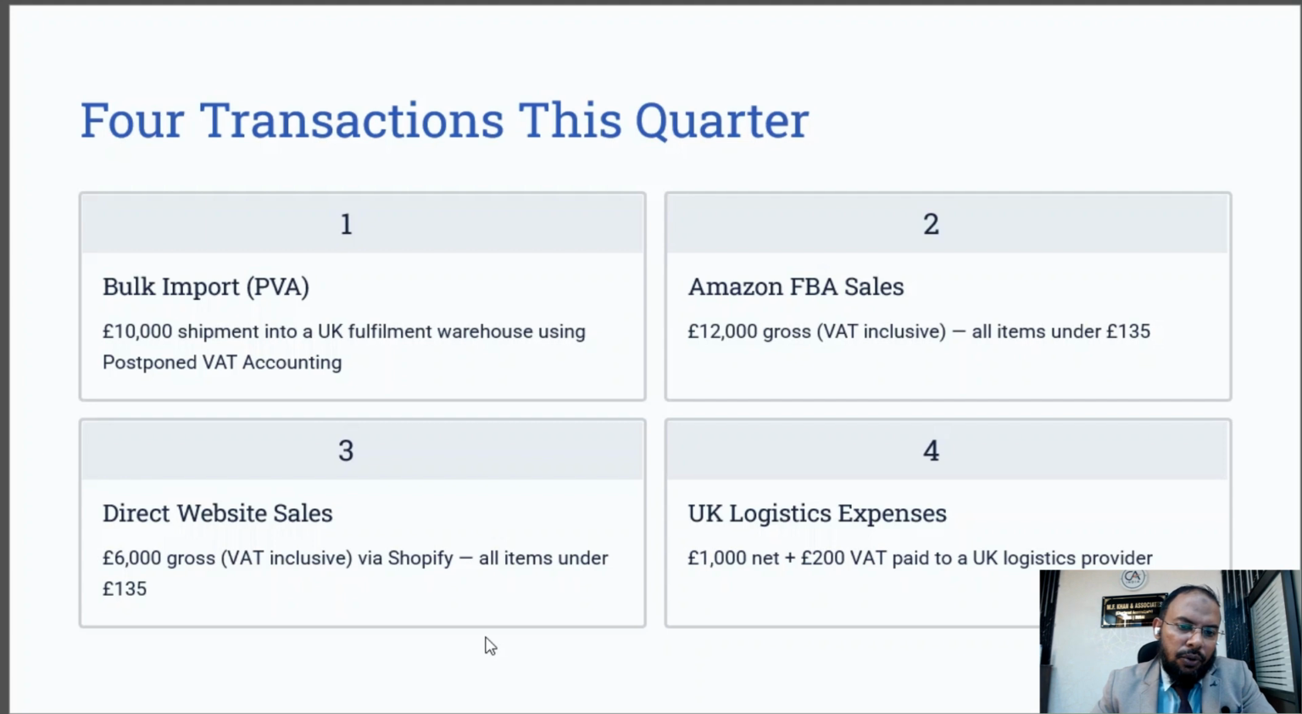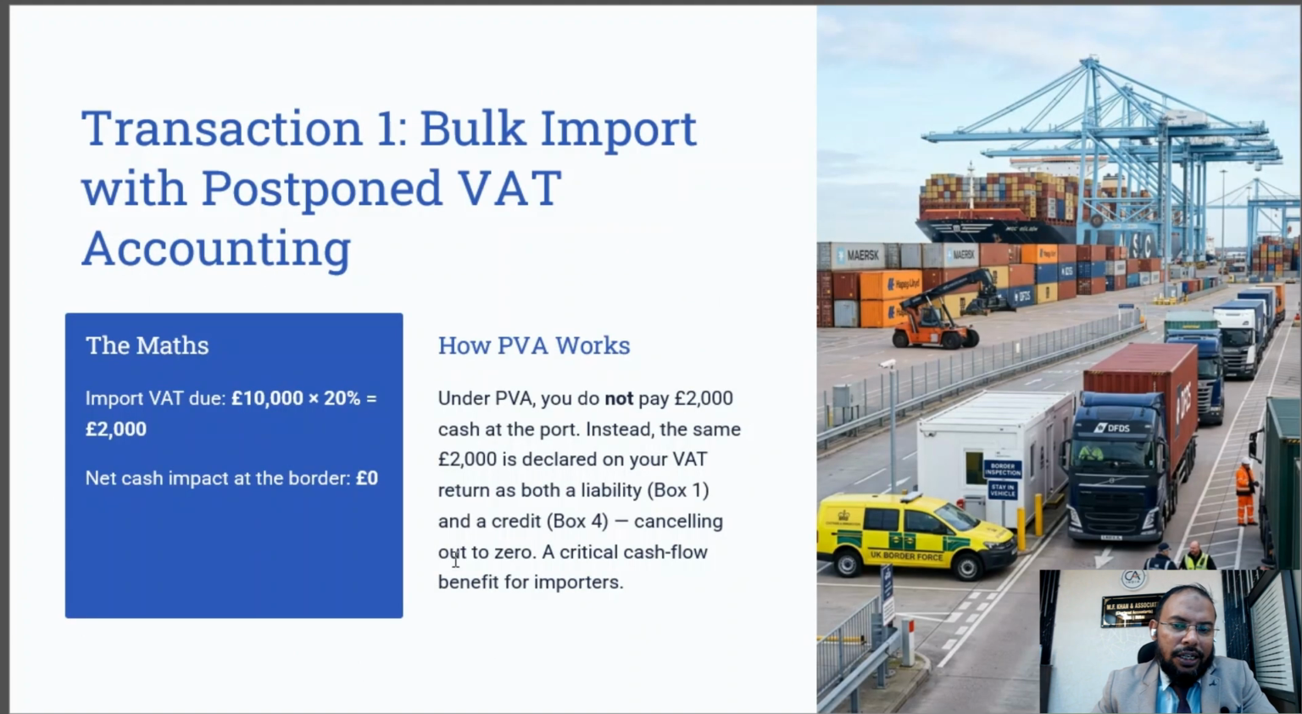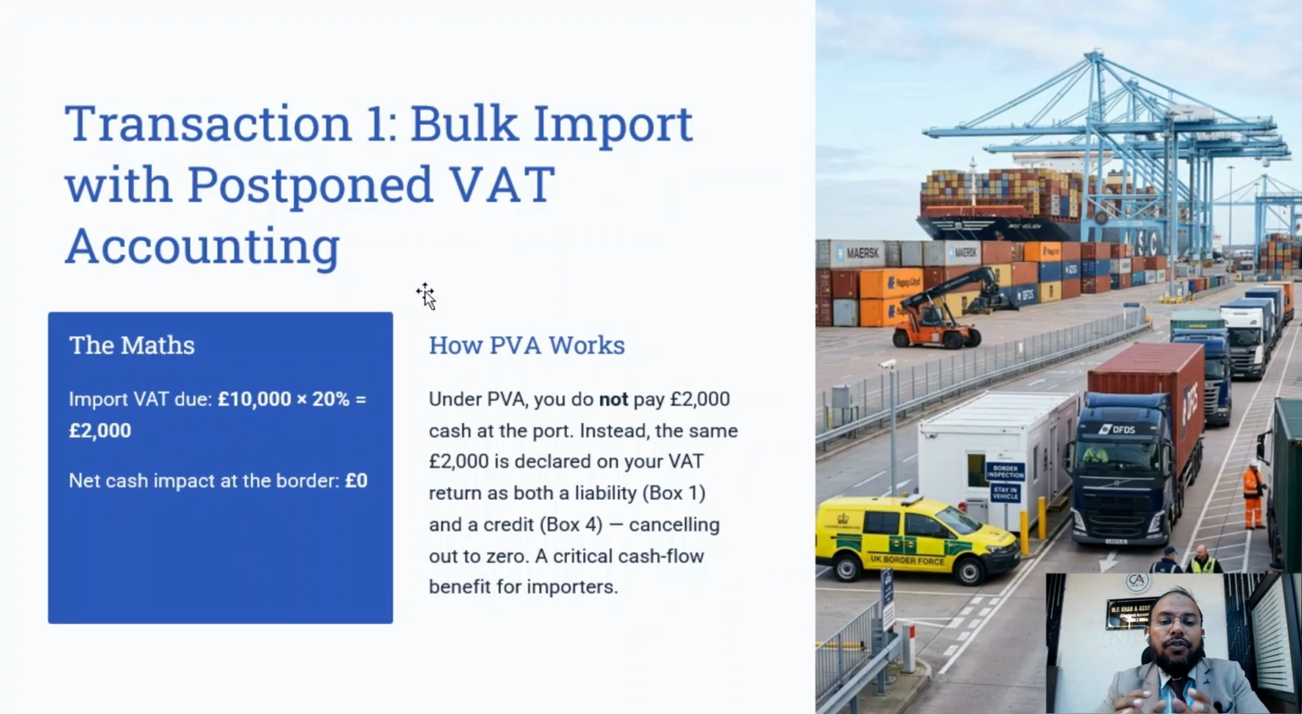First of all, we need to do the mathematical calculation for your UK VAT. The first transaction, as we already discussed, is bulk import with postponed VAT accounting. What is postponed VAT accounting in the UK? Postponed VAT accounting means that at the time of clearance of goods, you don't need to pay VAT. Normally, if you are not choosing postponed VAT accounting, you have to pay 20% VAT along with the import duty at the time of import of goods. I hope this is clear.